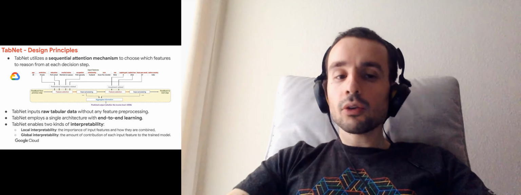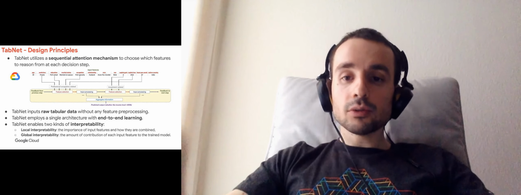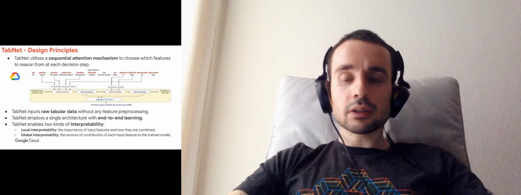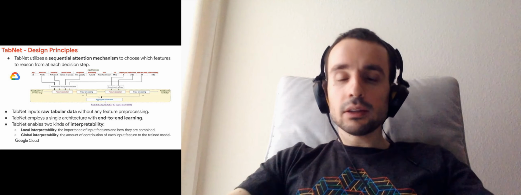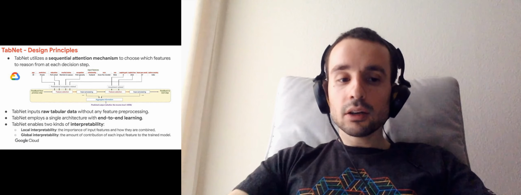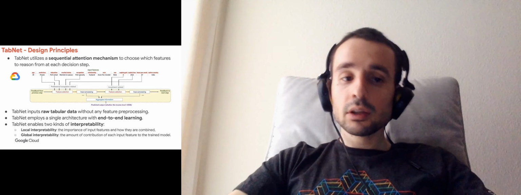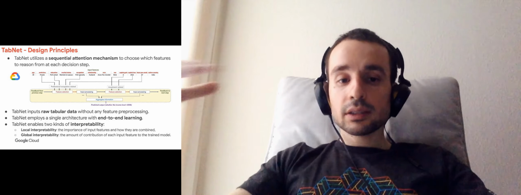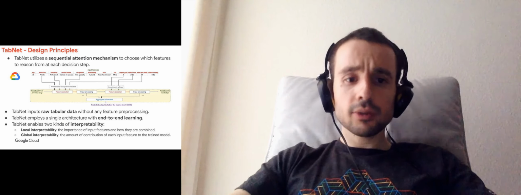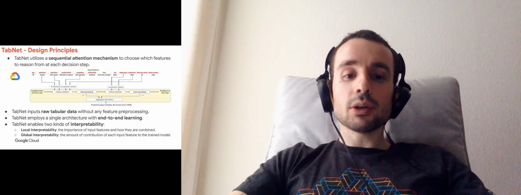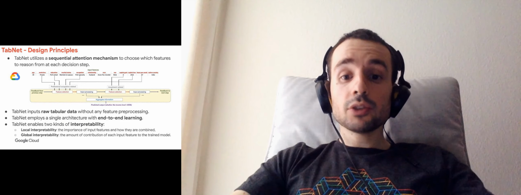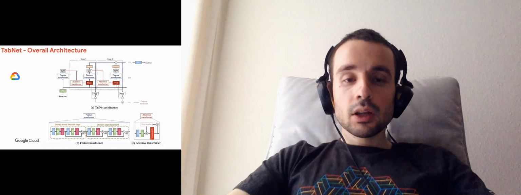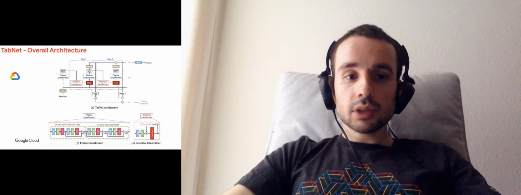And lastly, our goal is to build interpretability into deep neural network architecture design. A lot of the ensemble decision tree variants have interpretability built in relatively simple ways. Here we consider interpretability in two kinds: local interpretability, where we get explanations for each sample separately, and global interpretability, which is about the amount of contribution of each input feature to the trained model aggregated over all the samples. Here I show the overall architecture of TabNet.